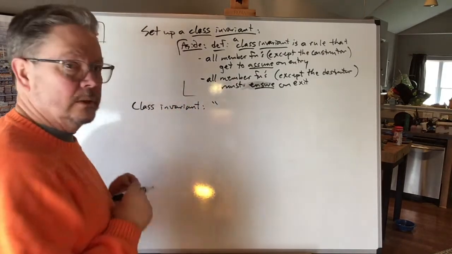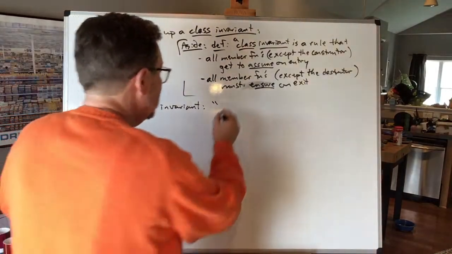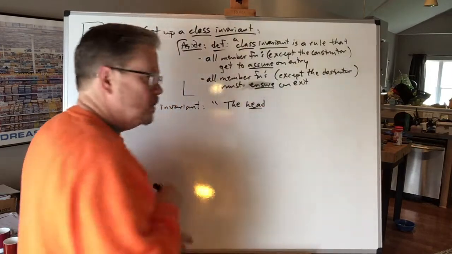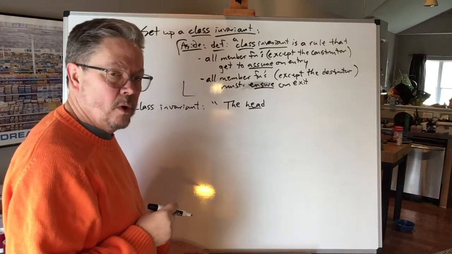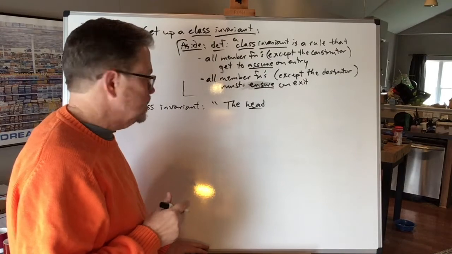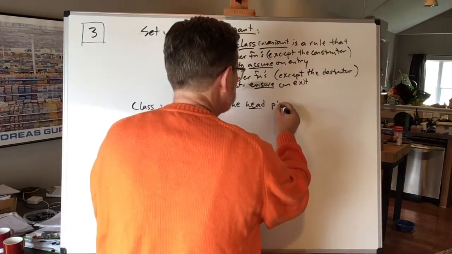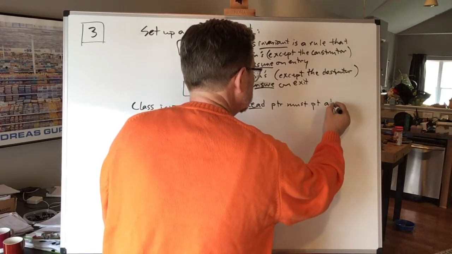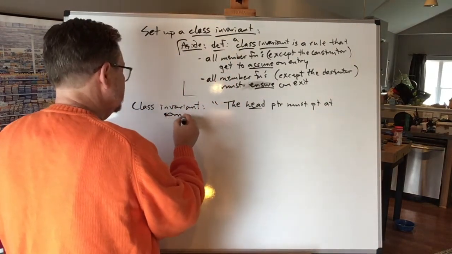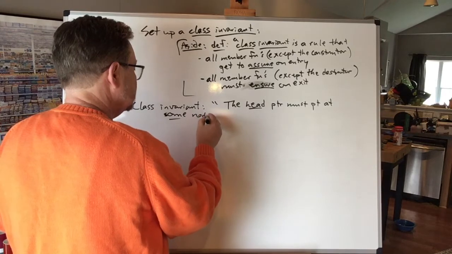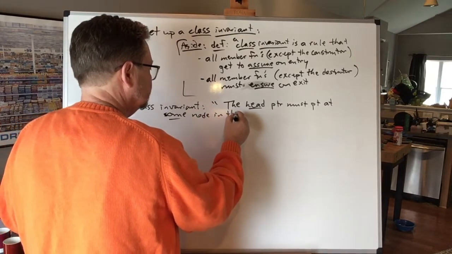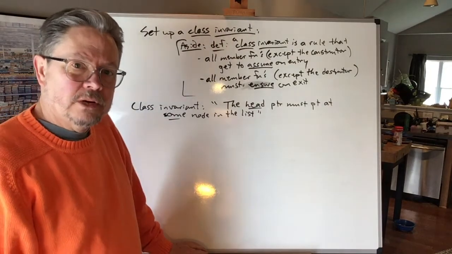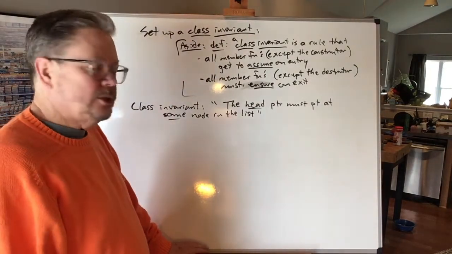To make it look official, I'm going to put it in double quotes. "The head pointer always points at some node in the list." Where remember the head pointer, at this point at least, is our one and only one private variable. It's our only state variable. The head pointer must point at some node in the list. It's never 0. It's not garbage.